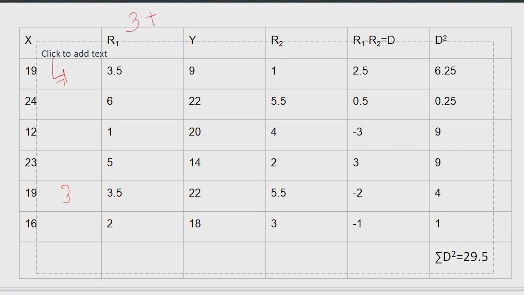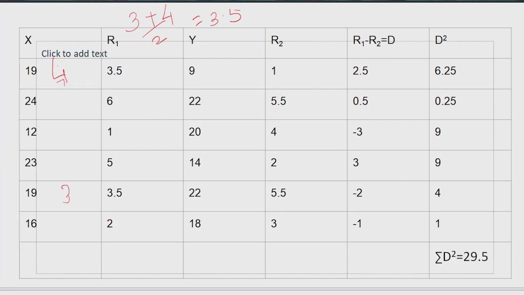Then what do I do? I do a simple calculation. I add 3 plus 4 and divide it by 2. So the figure which I get is 3.5. So 3.5 is my real rank for these two scores. Okay, so I give 3.5 to one 19 and 3.5 to the other 19, because the scores are equal, so the ranks also have to be equal.